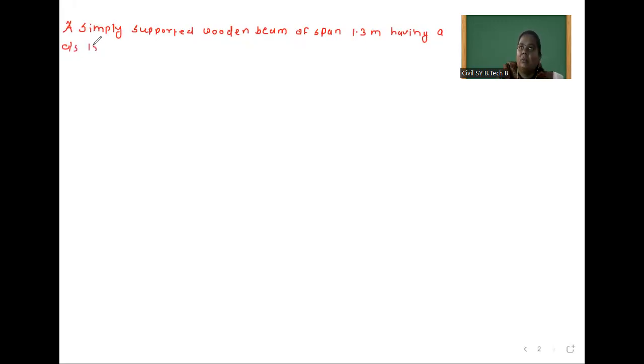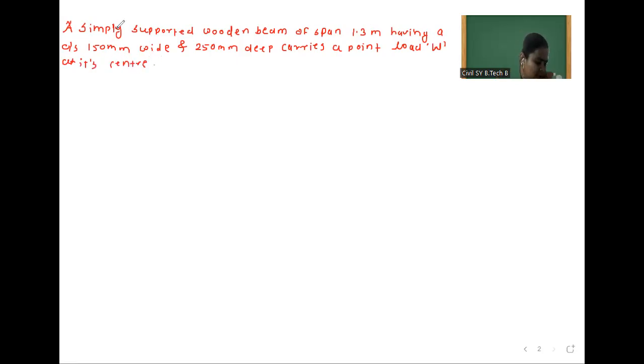150 mm wide and 250 mm deep, carries a point load W at its center.